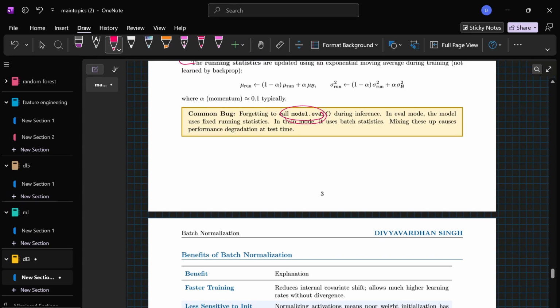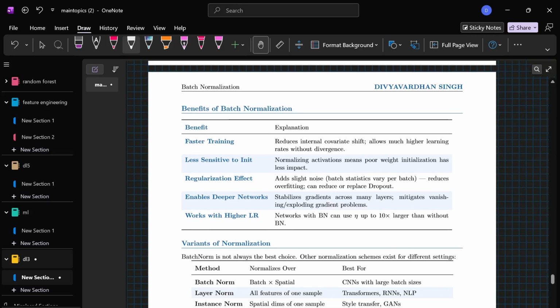Okay. Now, moving towards section 3, the benefits, variants, and the limitations. So, the first benefit is faster training. By reducing internal covariate shift, your layers get a stable, consistent signal. This means that you can use a much higher learning rate, up to 10 times higher than normal, without your training going all over the place.